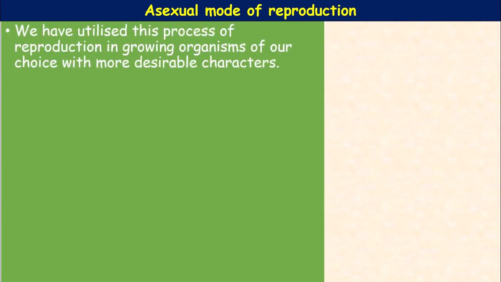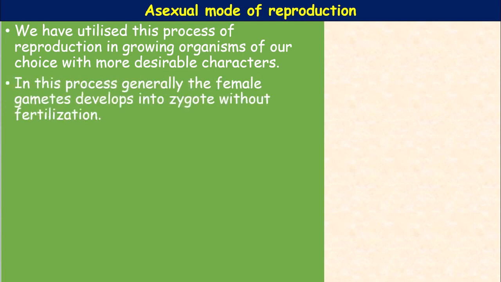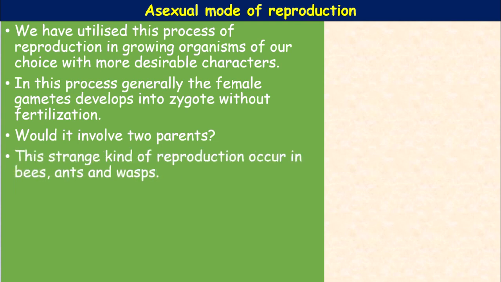We have utilized this process of reproduction in growing organisms of our choice with more desirable characters. In this process, generally, the female gametes develop into a zygote without fertilization. Would it involve two parents, meaning male and female? No. This is a strange kind of reproduction. If both parents are involved, then we can call it sexual reproduction. This strange kind of reproduction occurs in animals also, not only in plants.